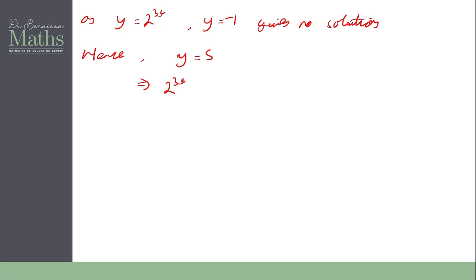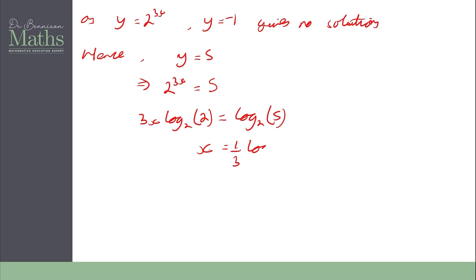I.e., 2 to the 3x equals 5. So if I take logarithms to the base 2 of everything, then we end up with 3x log to the base 2 of 2 is equal to log to the base 2 of 5. So x equals 1/3 log to the base 2 of 5. And that's the end of our examples. So please try the exercises on the sheet and then the exam questions that go alongside as well.